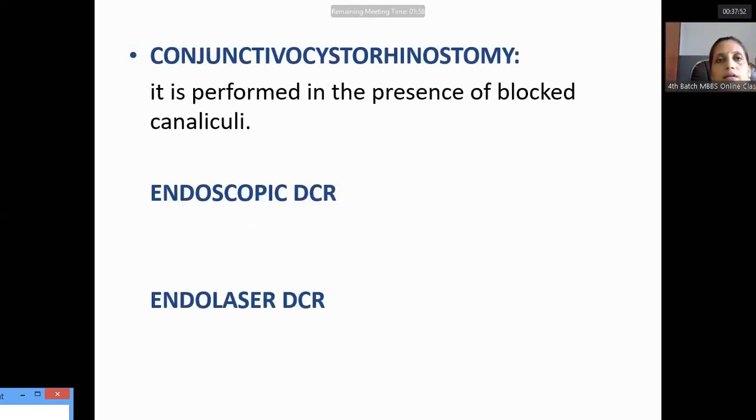Besides that, other modalities of treatment are conjunctivocystorhinostomy, endoscopic DCR, and endolaser DCR. With the help of the endoscope we do the anastomosis, and in the endolaser DCR, with the help of the endoscope and the laser, we make an opening and do the anastomosis of the lacrimal sac and nasal mucosa.